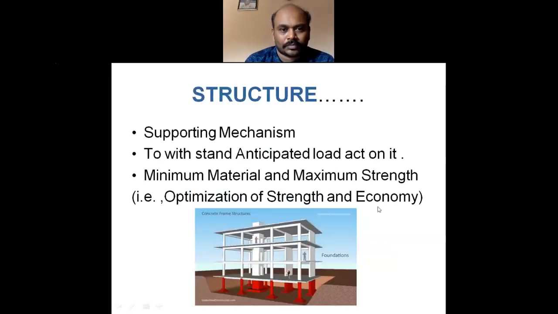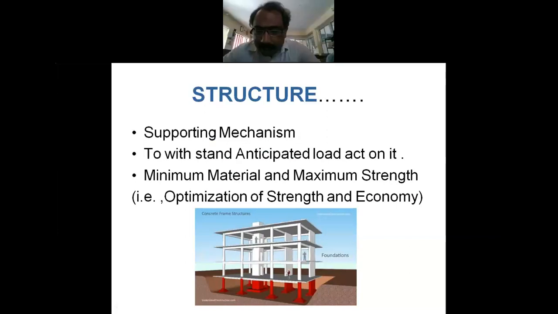Okay, what is a structure? Structure is a supporting mechanism. You are sitting on a chair, that is a structure. Your load is received by the chair and transferred to the floor. You are using your table, also a structure. You are lying on a cot, a structure. But these are all microstructures. Usually structure means buildings. Anything receiving the load and transferring it safely to the earth is called a structure.